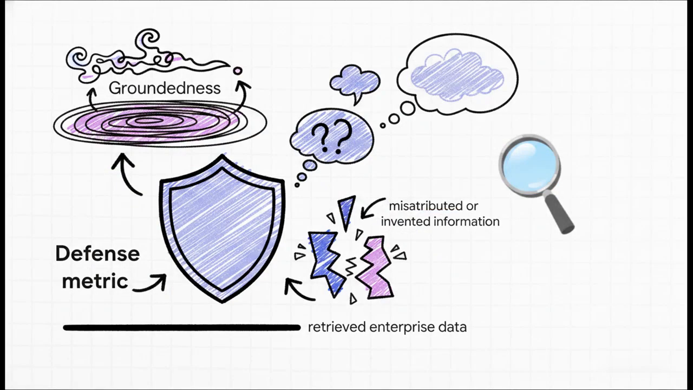Let's look at faithfulness, which you'll sometimes hear called groundedness. This is arguably your absolute most important defense metric. A low score here immediately flags a hallucination, meaning the model invented, misattributed, or just completely hallucinated information that was nowhere to be found in your retrieved enterprise data.